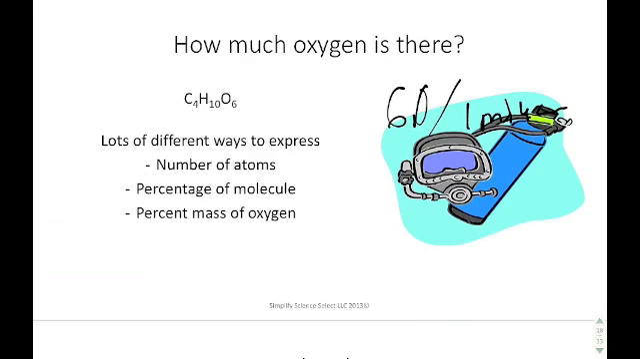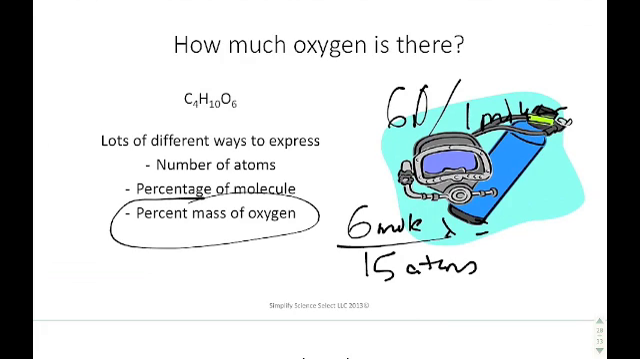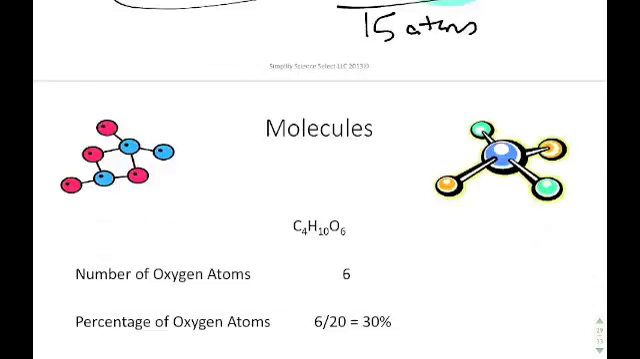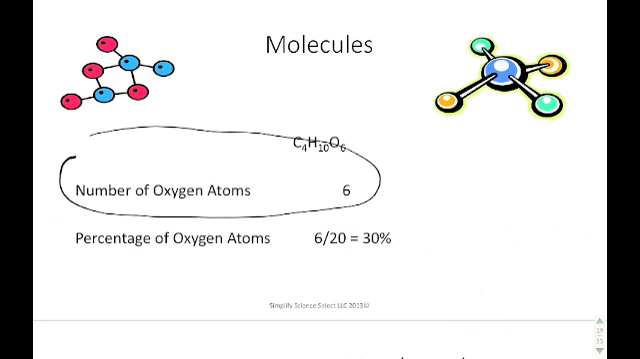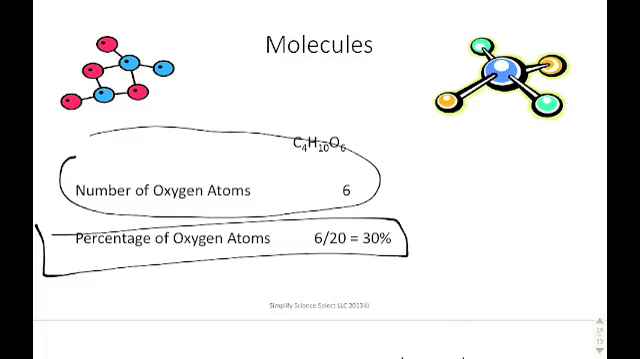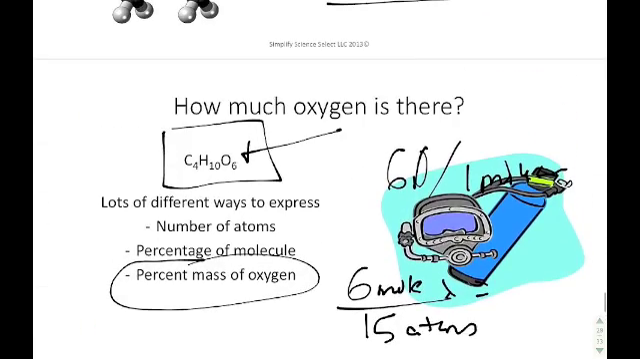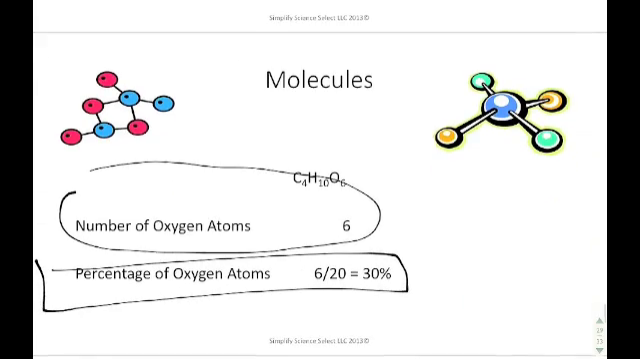Another way is saying it as a percentage of the molecule. So you can say, well, there are 6 atoms of oxygen and there are 15 total atoms, so you can record it as a percentage. Or the most common way is the percent mass. So how much of the mass of this molecule is due to the oxygen? You can see that we talked about here, you've got 6 oxygen atoms. Yeah, that's about right. 30% of your atoms are oxygen atoms.